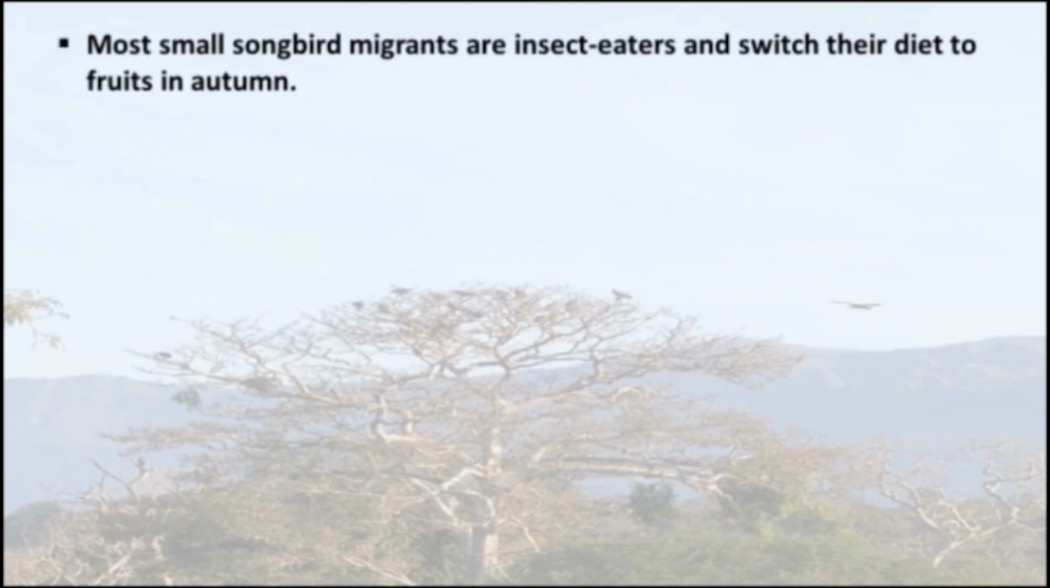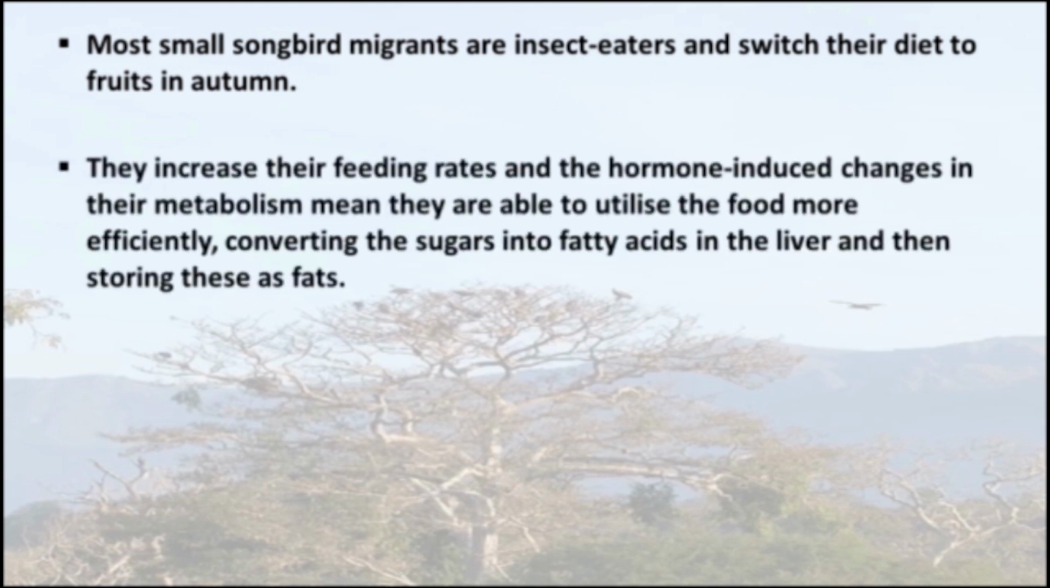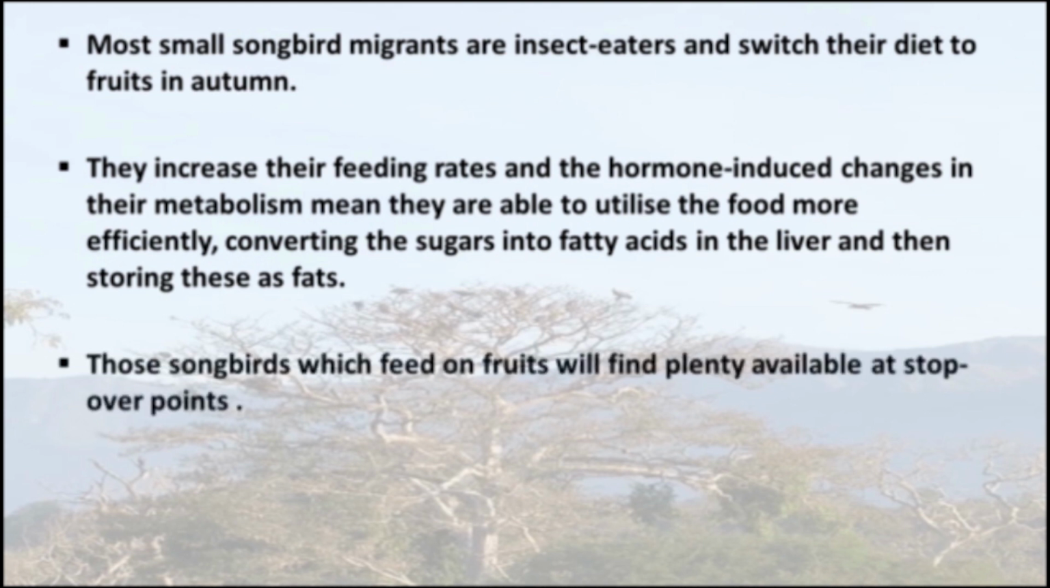Most small songbird migrants are insect eaters and switch their diet to fruits in autumn. They increase their feeding rates, and the hormone-induced changes in their metabolism mean they are able to utilize the food more efficiently, converting the sugars into fatty acids in the liver and then storing these as fats. Those songbirds which feed on fruits will find plenty available at stopover points.